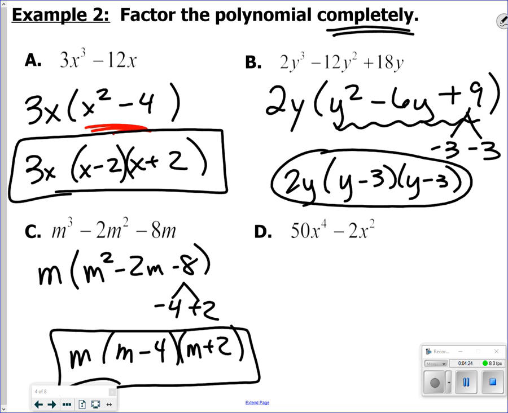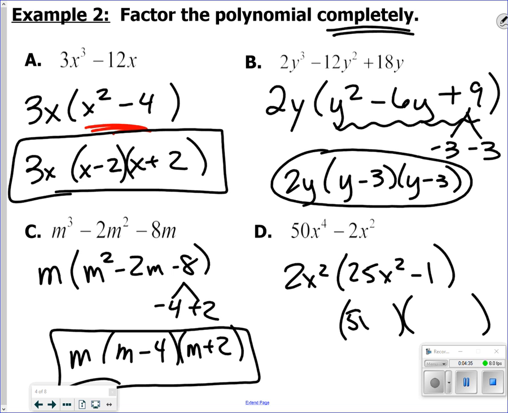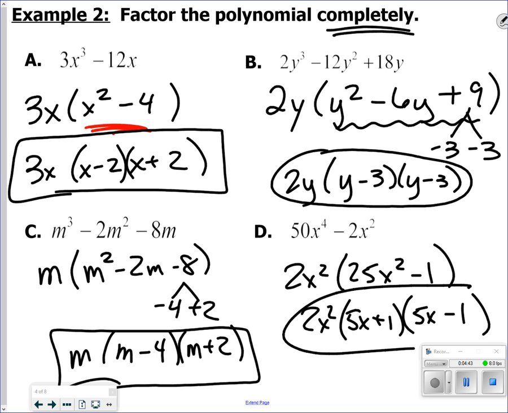So the next one, there's only 2 terms. So a GCF. Now this does look a little bit different, but it is perfect squares. 5x and 5x, positive 1 and negative 1. And then don't forget the GCF when writing your answer.